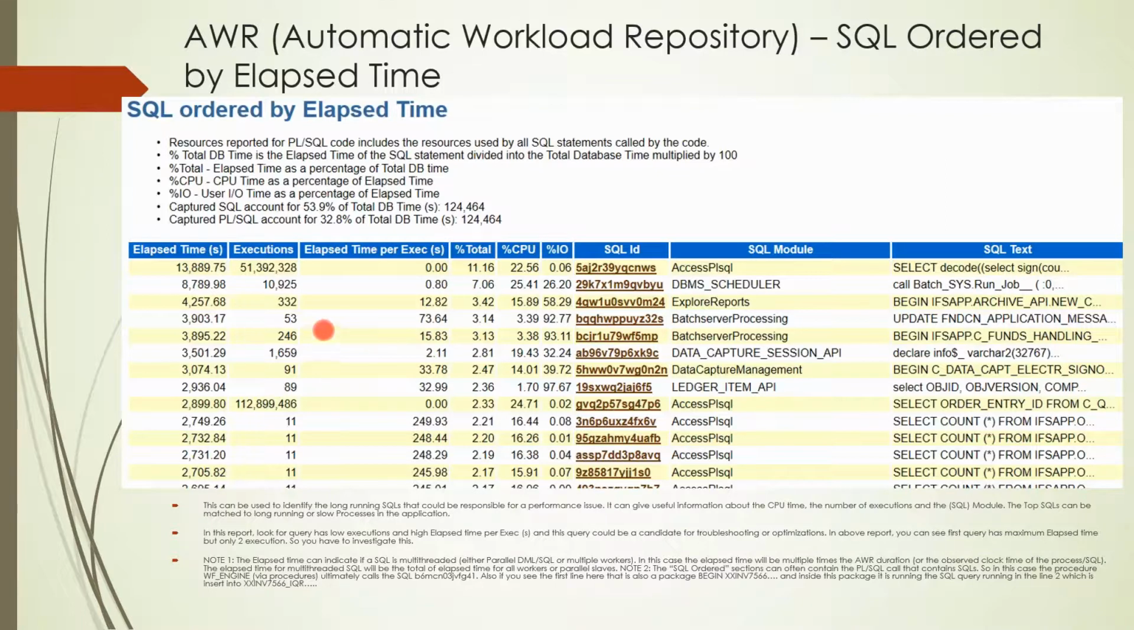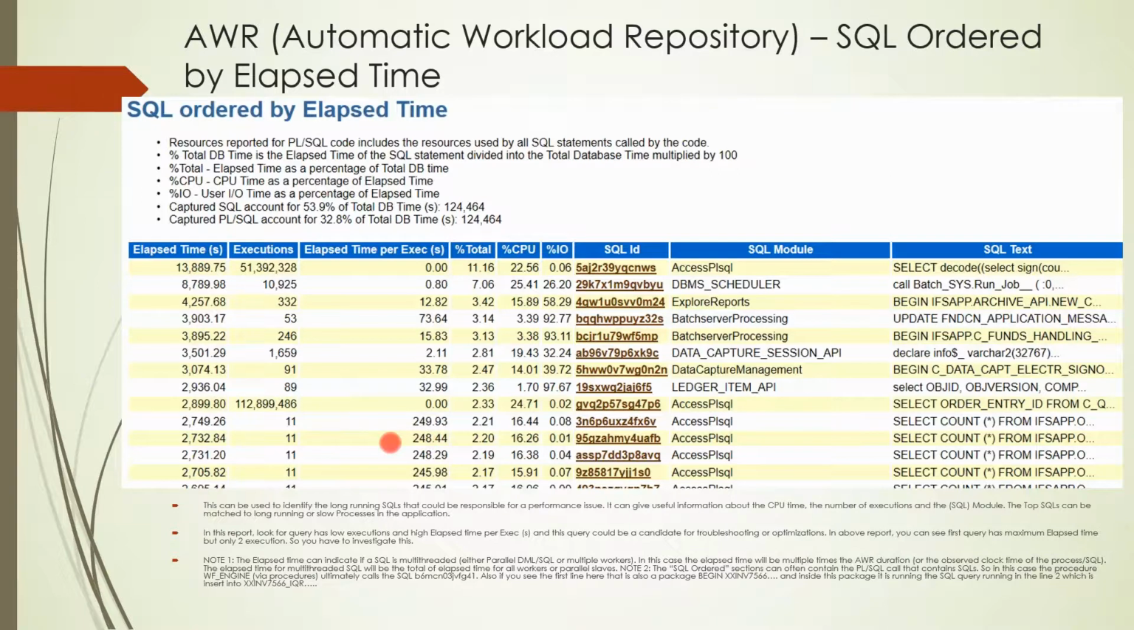But when you go down and read this particular table, your goal should be to find the SQLs which have fewer executions but high elapsed time per execution. Like this 53 and 73. Only 53 executions, but 73.64 seconds elapsed per execution. Similar to this, 11 executions only, but 249.93 seconds. It is taking time, right? So these are the queries you should report.